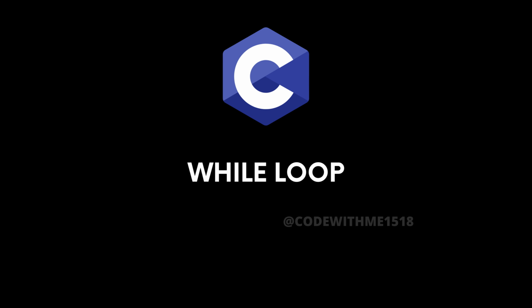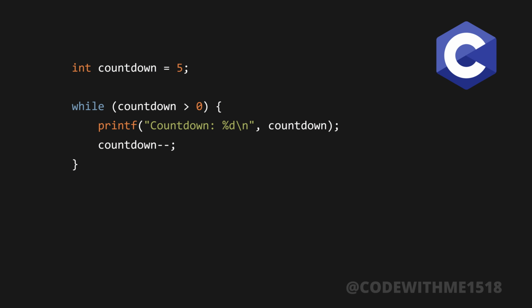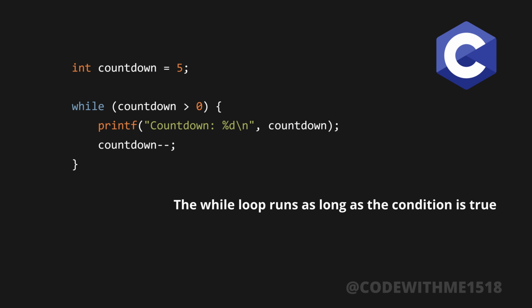The second type is the while loop. It's like waiting at a traffic light. You keep waiting until the light turns green. Here's an example. The while loop runs as long as the condition is true.